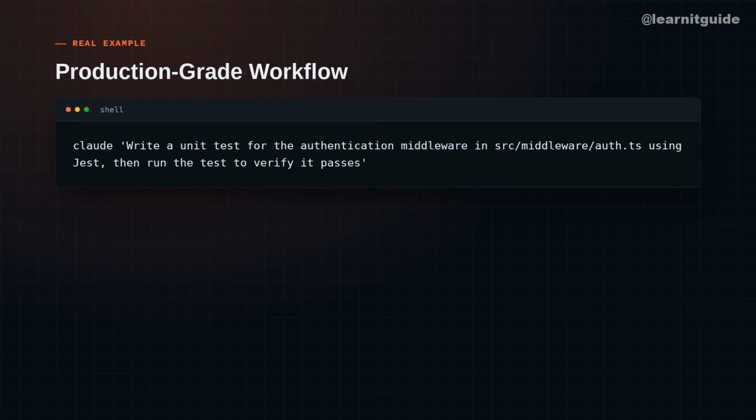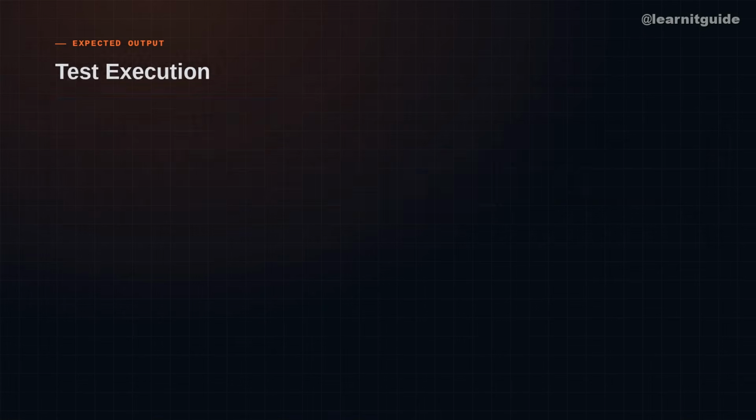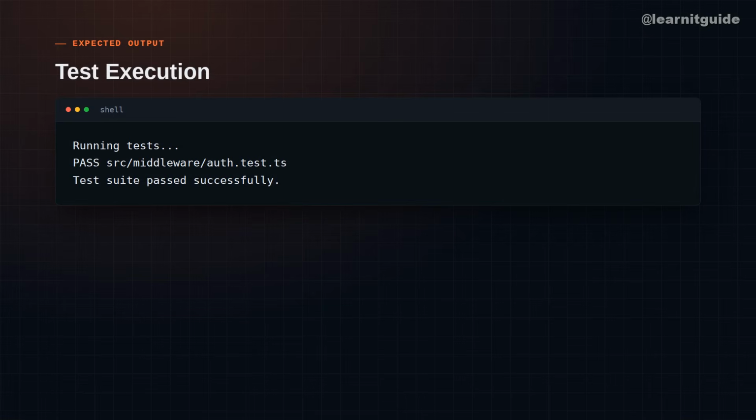This closes the feedback loop instantly. When the agent returns a pass, you have high confidence that the code change is functional. This is exactly how you reduce your regression testing time. The agent is effectively acting as your CI pipeline right inside your terminal.